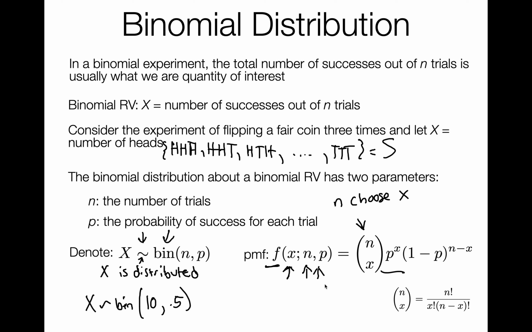The second half, 1 minus p, represents the probability of failure. If p is the probability of success, 1 minus p is failure because we only have two possible things. And that happens n minus x times. N is the number of trials. X is the number of successes. So whatever is left over, n minus x, is the number of failures. So we have successes, failures, and then n choose x says how many ways can that happen?